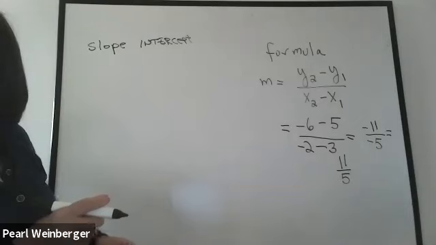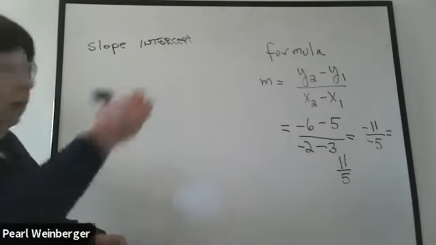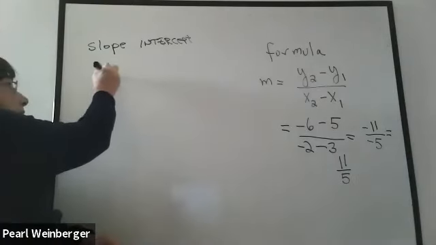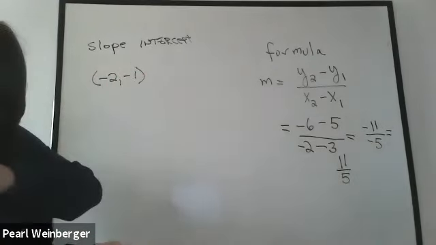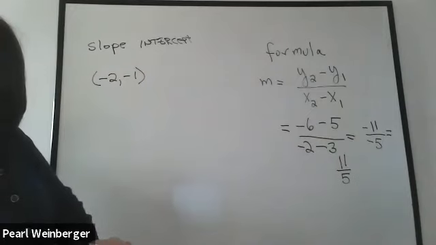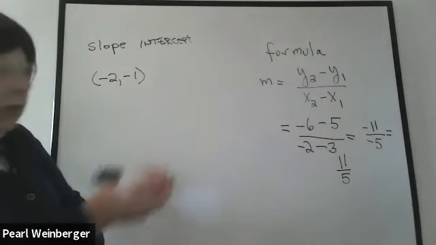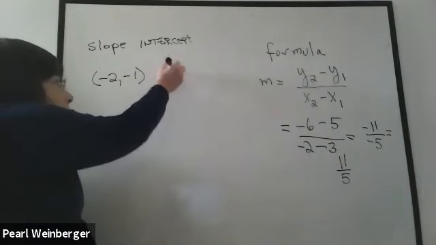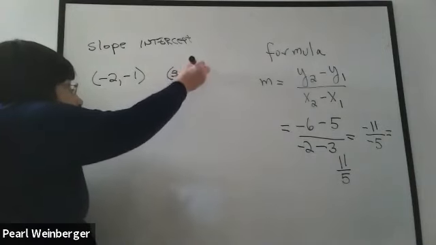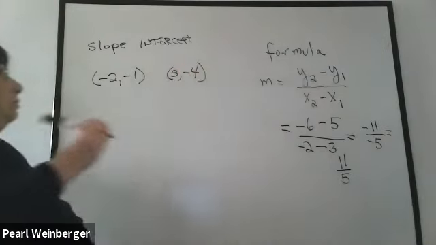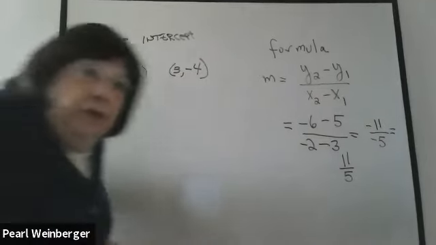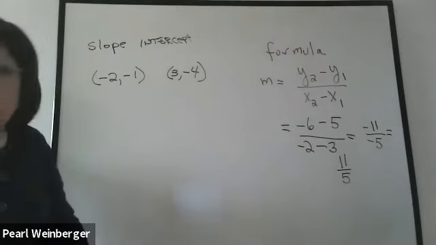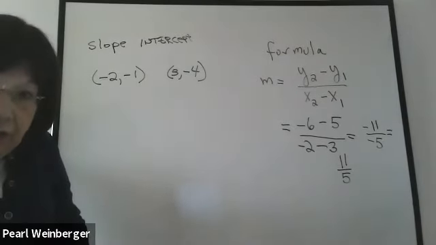Okay, so let's say I give you the 2 points, -2, -1 and 3, -4. Those are my 2 points. It doesn't matter what you call your first and what you call your second. I'm giving you a few minutes to figure out the slope of the line. Find the slope of the line.